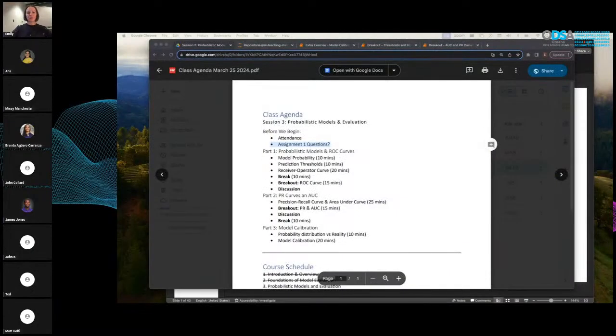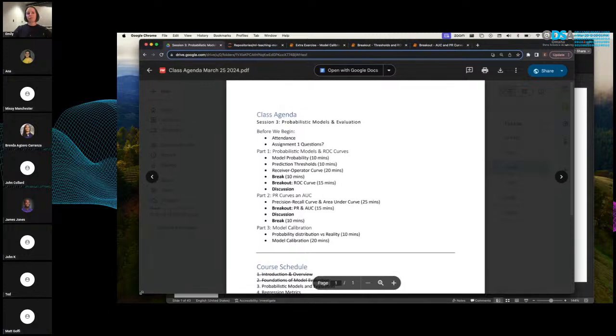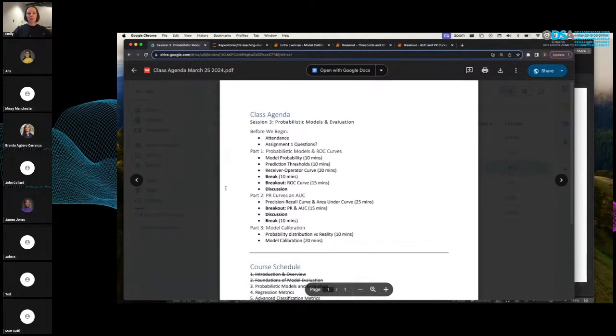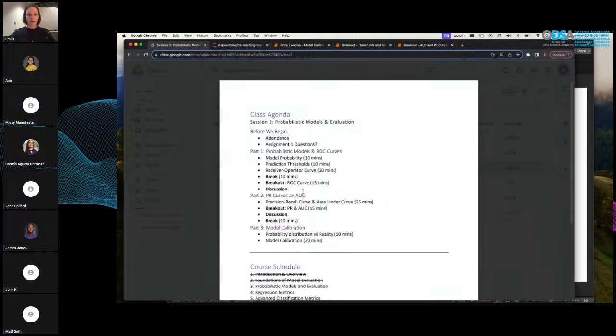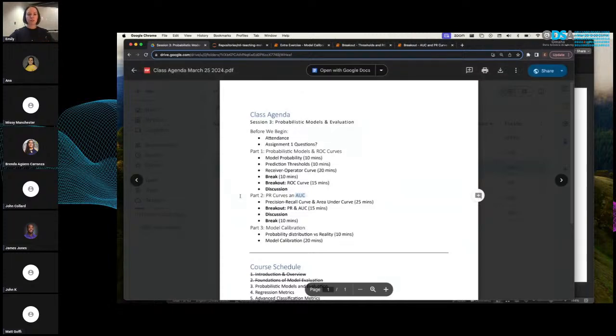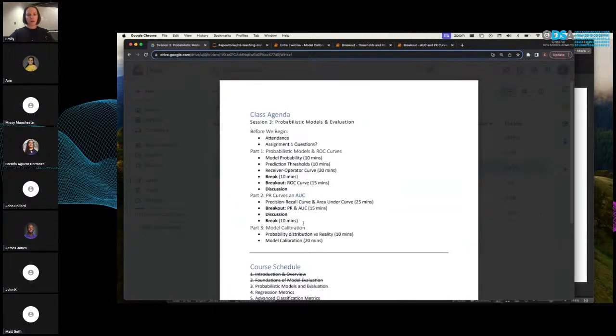All right, welcome to our third session. Today we're going to be covering probabilistic models and evaluation of probabilities output from these models. We're going to talk about the nature of probabilistic models, and use that to understand ROC curves, receiver operator curves. Then we're going to talk about precision recall curves and area under the curve, which is a performance metric you can use to evaluate your models. And then we're going to end with model calibration.